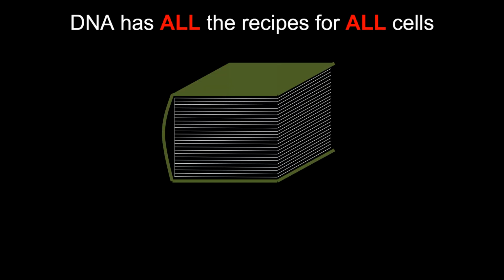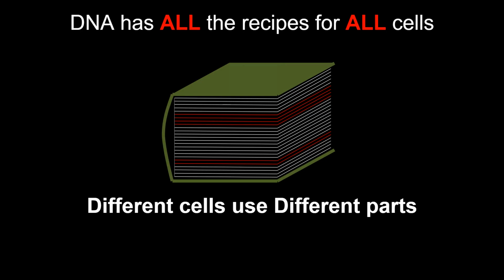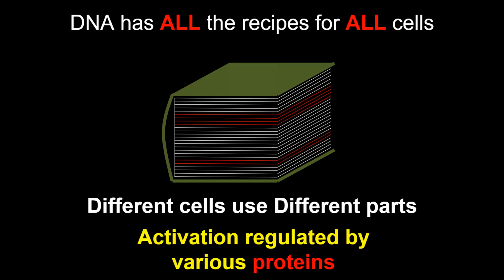If you think about it like a cookbook, DNA is a cookbook that has all the recipes, but it has all the recipes for all the cells. In other words, the DNA has the genes to create the structures, the traits, for all the different cell types. So each individual cell type is only going to use the parts that it needs to create the traits that it needs for its function. And how this works, again, is completely regulated by lots and lots of different proteins.